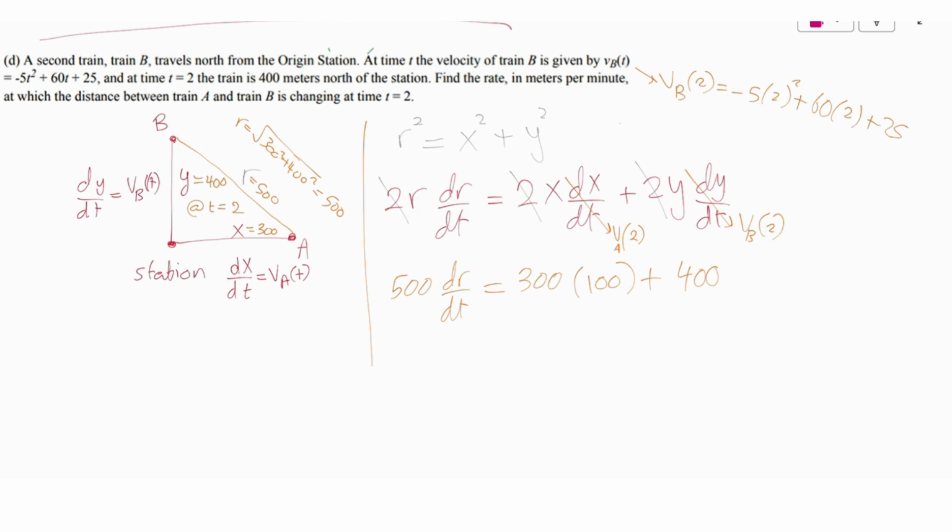And this simplifies to what? Let me double check. I think this is equal to 125. So we can use it here, times 125. So solve this one for dr over dt. You will end up having 160 meters per minute. This is part D.